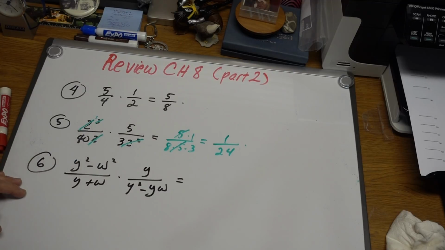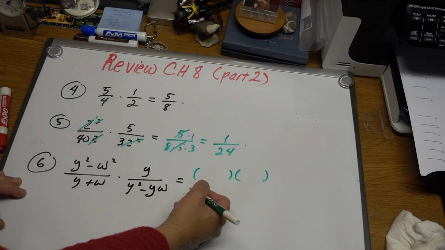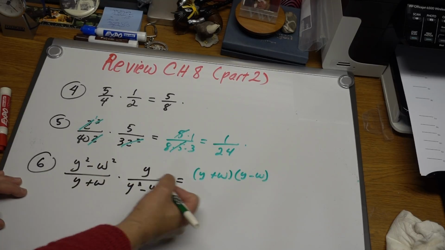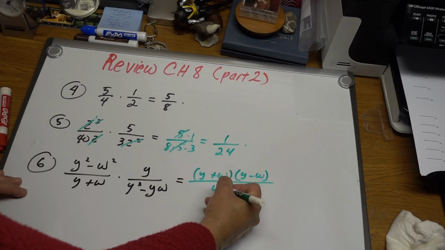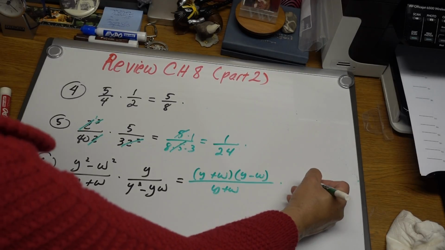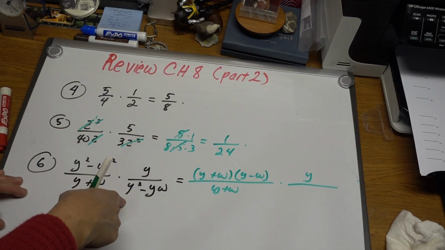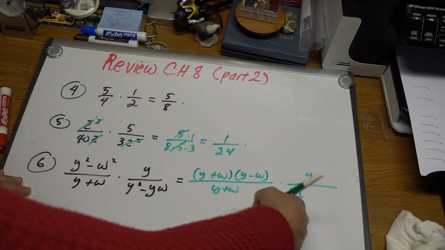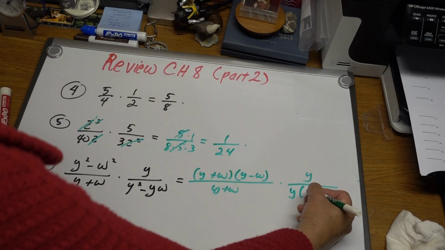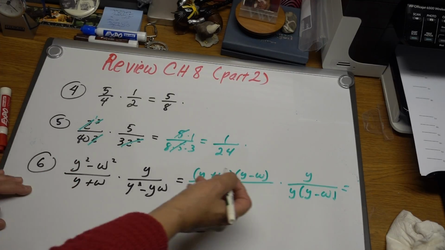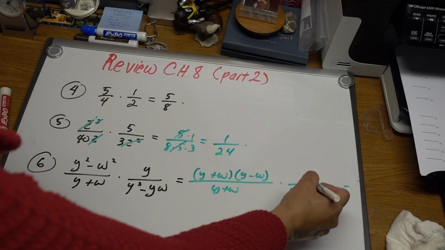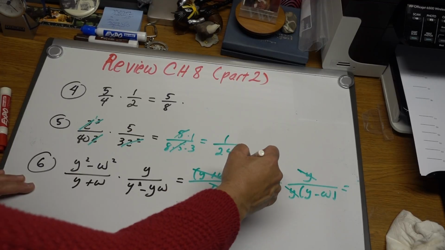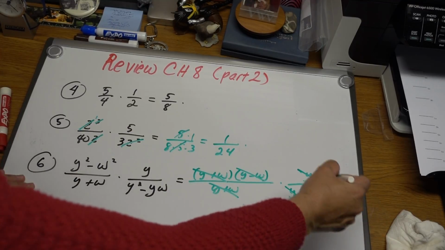So we have here, this is going to be Y plus W, Y minus W, because it's the difference of two squares. This part right here stays the same, Y plus W times Y over, we have here another part where we can factor out the Y, because it's the common factor, times Y minus W. So we are going to get rid of Y here, get rid of Y plus W, get rid of the Y minus W also. Everything is gone.